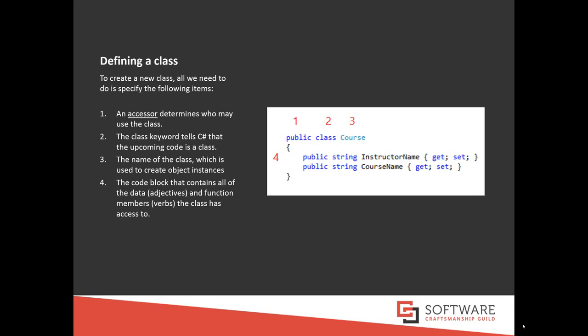The fourth part is the code block that contains the definition. What defines a course? We're going to get into this property syntax later, but basically for now, let's just say we have two string properties that define a course. One is the instructor name, the other is the name of the course itself.